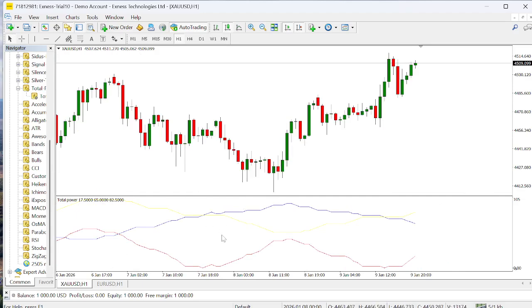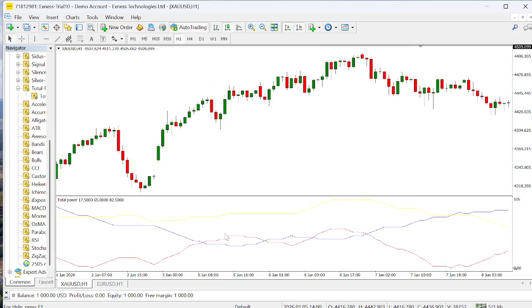The lines oscillate to show the relative strength of buyers versus sellers, with the bull line rising when buyers dominate and the bear line rising when sellers are in control. The indicator works similarly to other oscillator type tools, providing visual cues about market sentiment and potential reversal points.